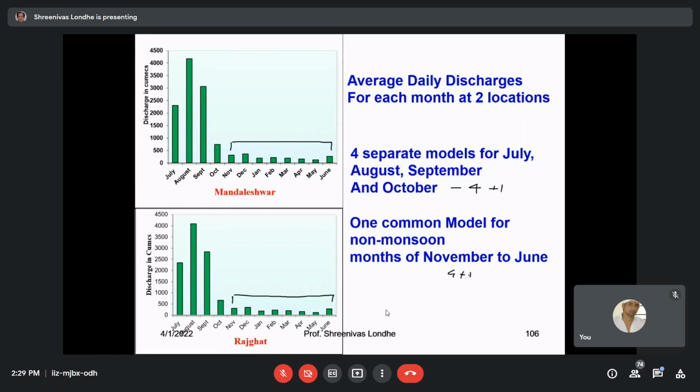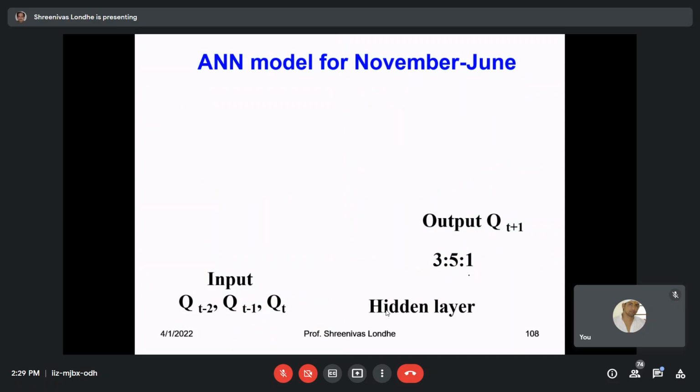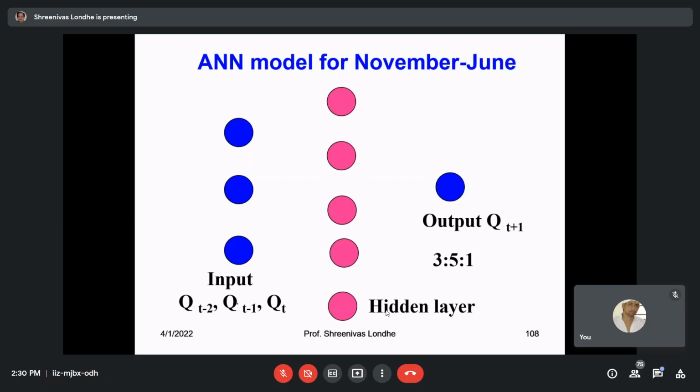The second decision was how many inputs, because it is a univariate kind of modeling. You can see that these are the 3 inputs. This is the output, Q t plus 1, which I will explain, and there is a hidden layer. The 5 hidden neurons were decided by trial and error. A study was carried out that started with 1 hidden neuron and went beyond 5 also. The results were not improving much after 5, so we decided that there can be 5.